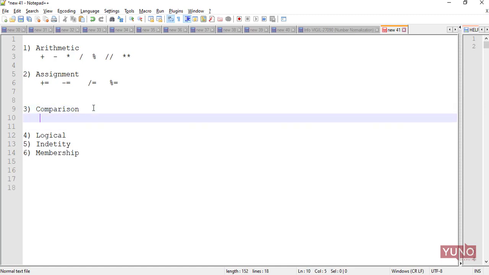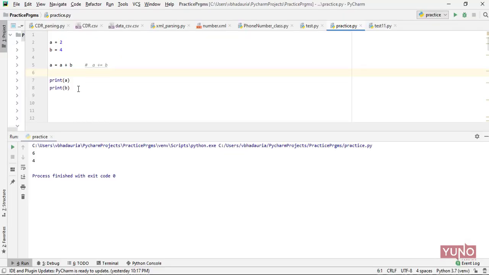Now we will talk about the comparison operators. The comparison operators are greater than, greater than equals, less than, less than equals, not equals, and equals equals. These are the operators we use in comparisons, where we compare which is bigger, which is smaller, which is equal, and which is not equal.